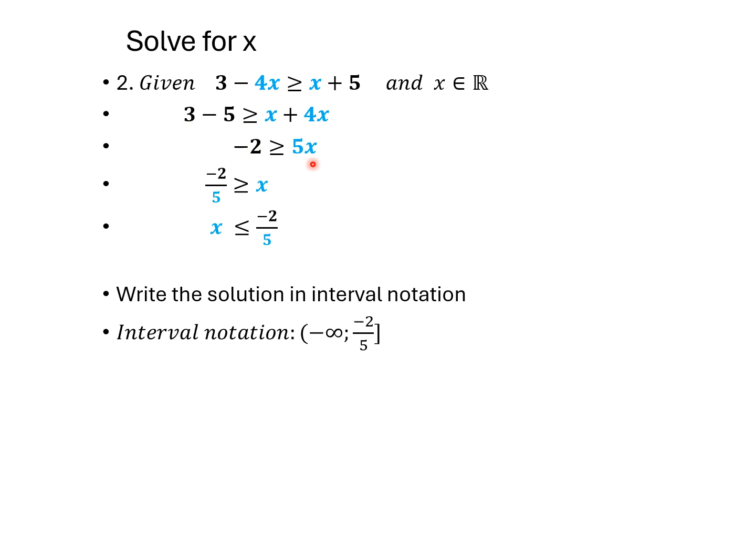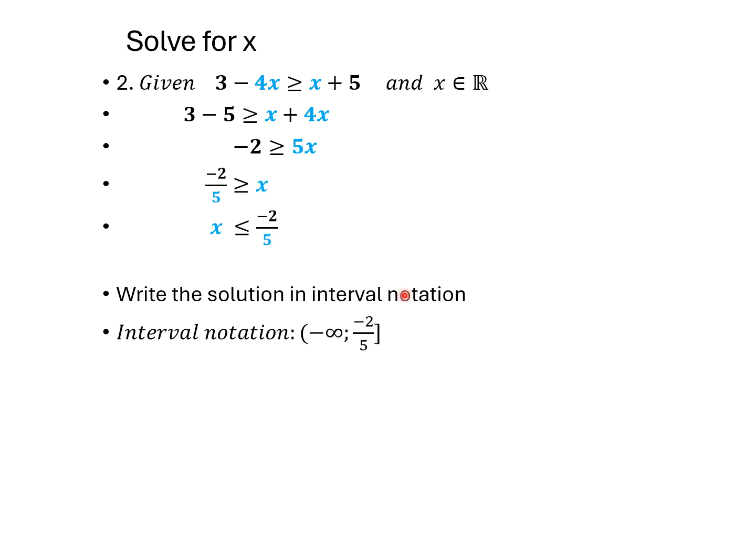We always divide by whatever's in front of x, or the coefficient of x. So 5x divided by 5 would give me x. And then what I do on one side, I must do on the other side, minus 2 divided by 5. So this here basically reads minus 2 over 5 greater or equal to x. So I can read x less or equal to minus 2 over 5.